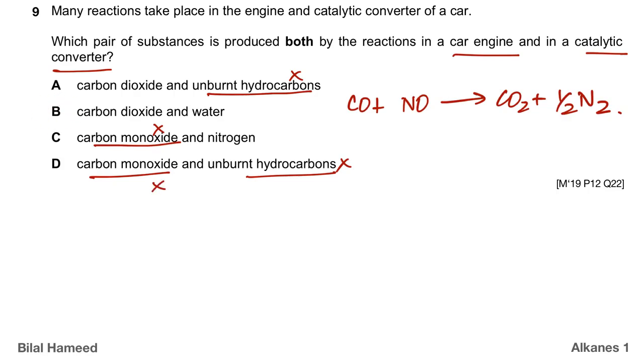Now you might wonder, where do carbon dioxide and water form in the catalytic converter? Unburned hydrocarbons in the car engine, if they're not burnt there, will go to the catalytic converter and then get burnt there. So they will make carbon dioxide and water. So the answer here is C.